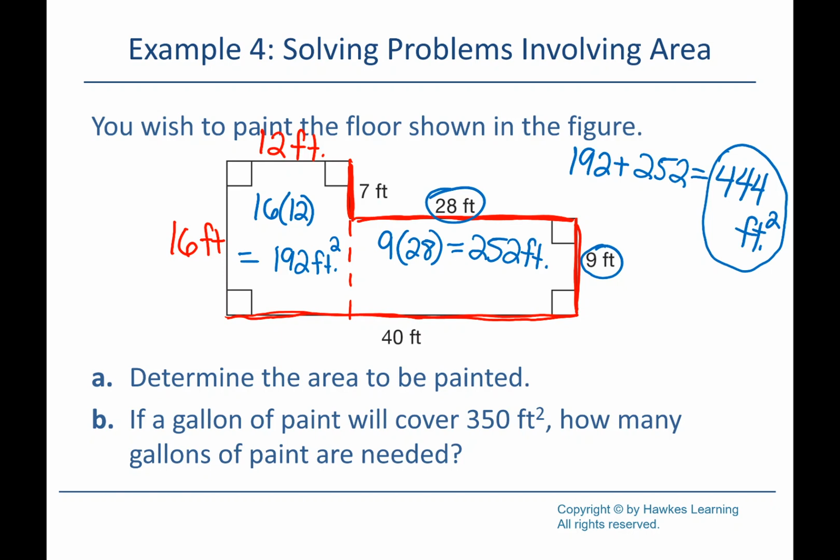So how many gallons of paint will we have to buy? I mean, we'll have to buy 2, and we'll have some left over. Right? You could do 444 divided by 350 and get a 1 point something. But if we're actually going to the store, they're not going to let us buy a point something can of paint usually. 2.